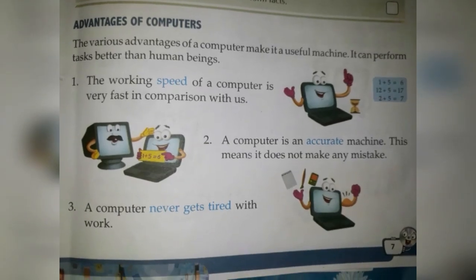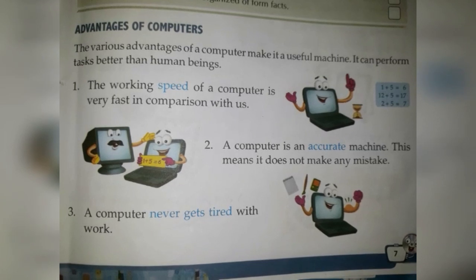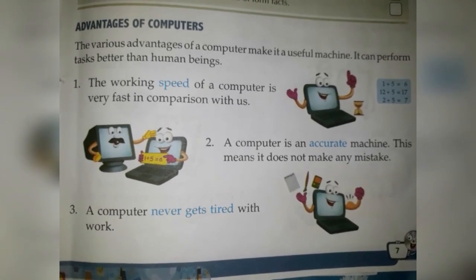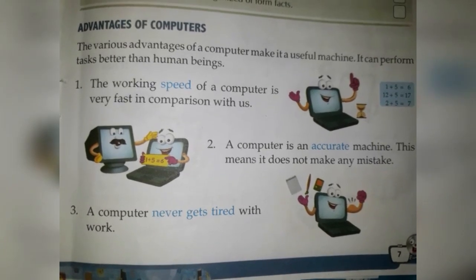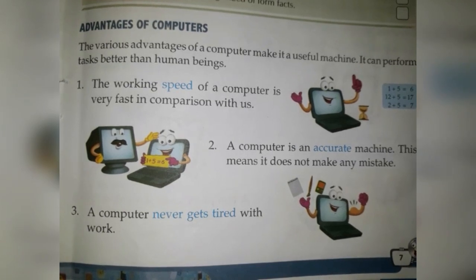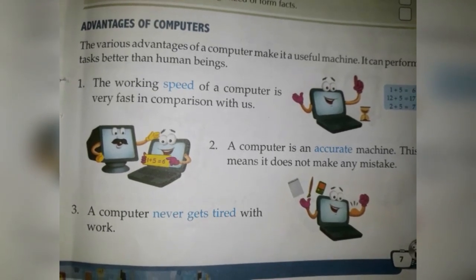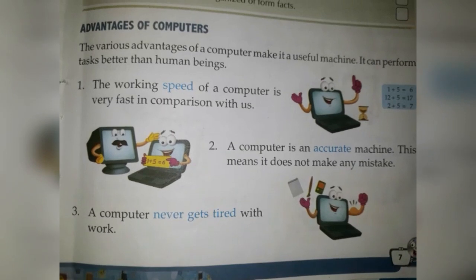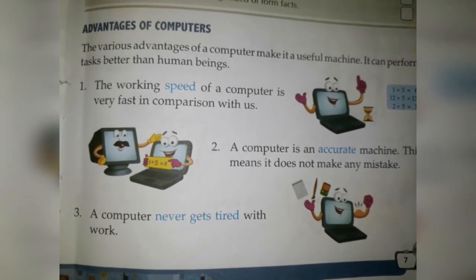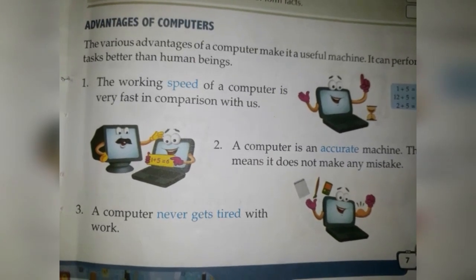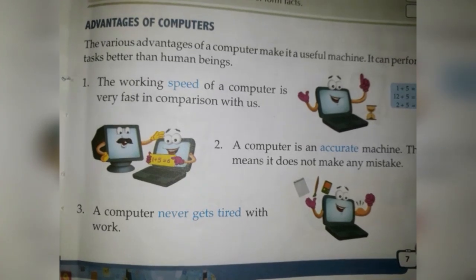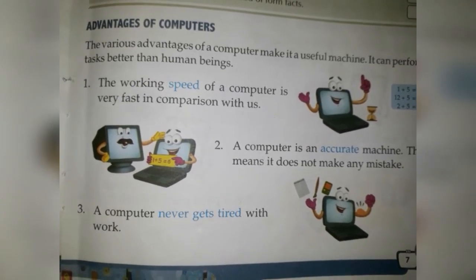Next thing we can learn here are some advantages of a computer. We have some advantages, and some disadvantages as well. The first thing here we are reading is the working speed of a computer is very fast in comparison with us. Yes, computer works very speedily. It can calculate a large number of numbers in a span of a few seconds, which in comparison we are very slow at, but computer does it very fast.